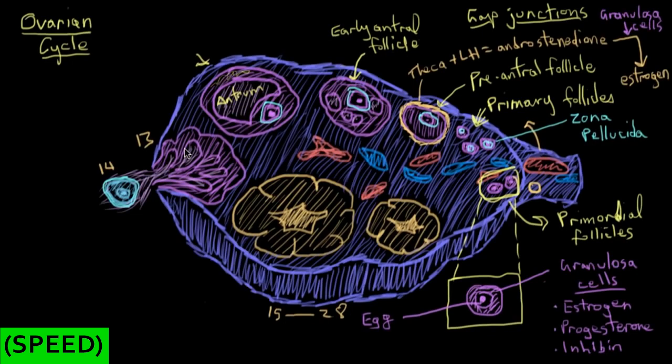And it's that antrum and the fluid in the antrum that pushes against the edges of the follicle and causes it to expand. Now, just so you're aware, during this ovarian cycle, multiple follicles are actually forming. It's not just this one preantral follicle, and then this one early antral follicle, and this one mature follicle.